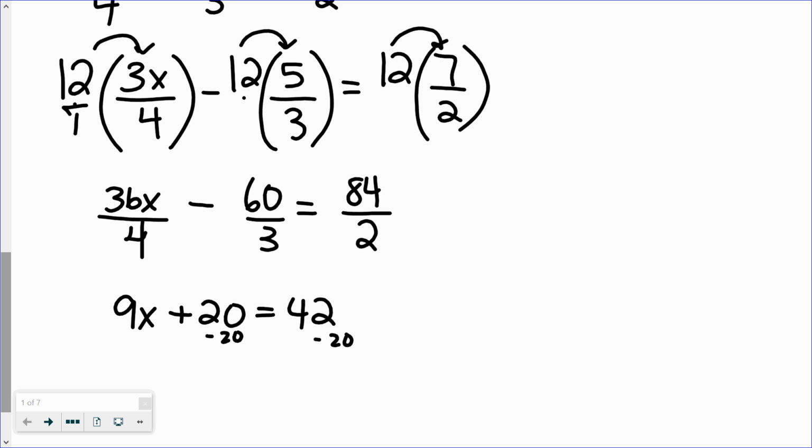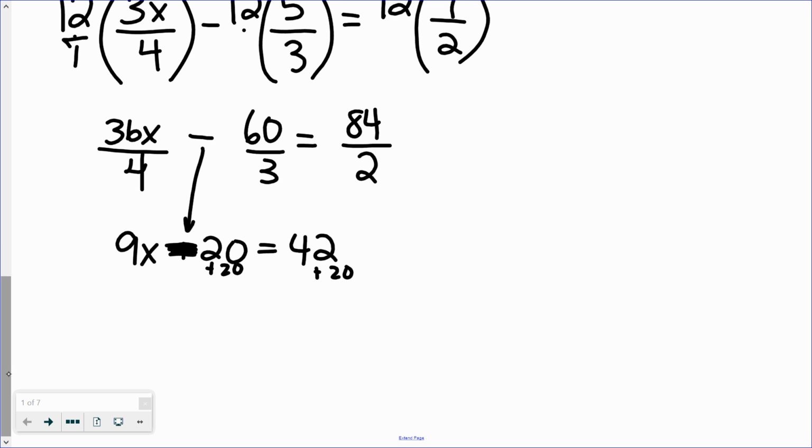Sorry, I was like, something seems wrong here. That's because, hopefully you're yelling at me, this is a minus, not a plus. So this would be plus 20, plus 20. So I'm going to add 20 to both sides. Sorry, if you missed what happened, I just did a terrible transcription error that I wrote 9x plus 20, but it's 9x subtract 20. So I need to add 20 to both sides of the equation. So now I have 9x equals 62.